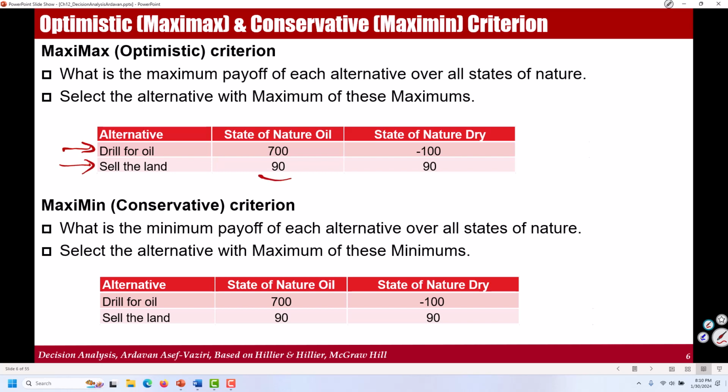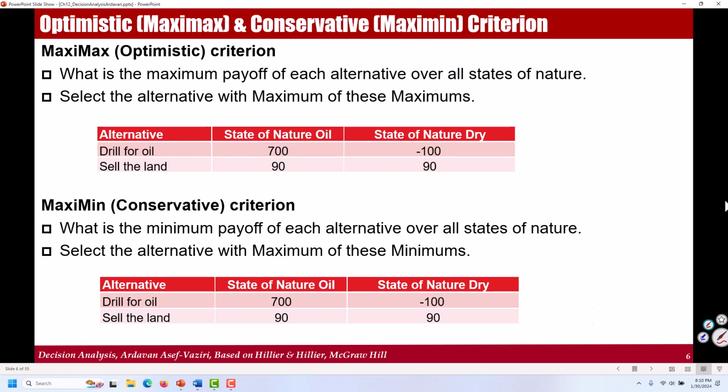In MaxiMax strategy, we will go through each decision. What is the max we could get here? 90. What is the max we could get here? 700. Which one is higher? MaxiMax. We found max in this row and max in this row, and want to find the maximum of these two maximums, and that's it. Therefore, the decision is drill for oil.